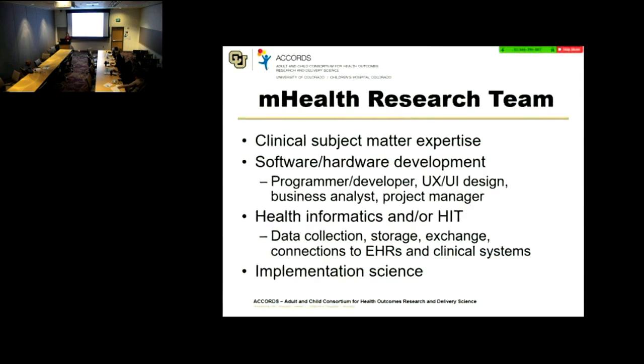So, thinking about your research team members, thinking about that multidisciplinary approach, you need somebody with clinical subject matter expertise for whatever health outcomes problem you're choosing to address. Depending on if you're using an existing product or not, most of the time you're going to need somebody who has some sort of software or hardware development experience. You're going to need a programmer, a coder. You're going to need somebody who has expertise in UX/UI, which stands for user experience and user interface design.